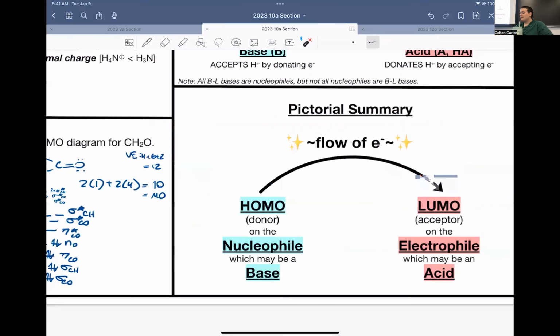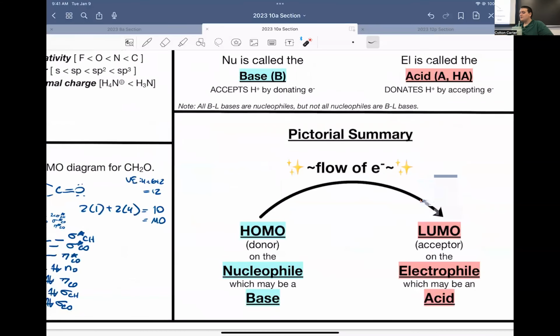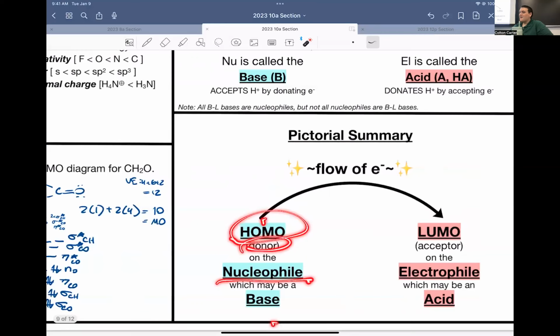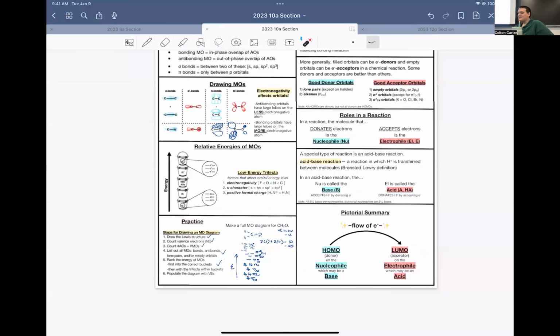So I made a little summary. In a reaction, you would have the HOMO, which is a donor on the nucleophile, which could be a base. The electrons are going to flow from that donor orbital on the HOMO to the acceptor orbital, which is a LUMO. And the molecule that has the LUMO, that's the acceptor, is the electrophile, which may or may not be an acid. I know, terminology is so fun. Questions on this?